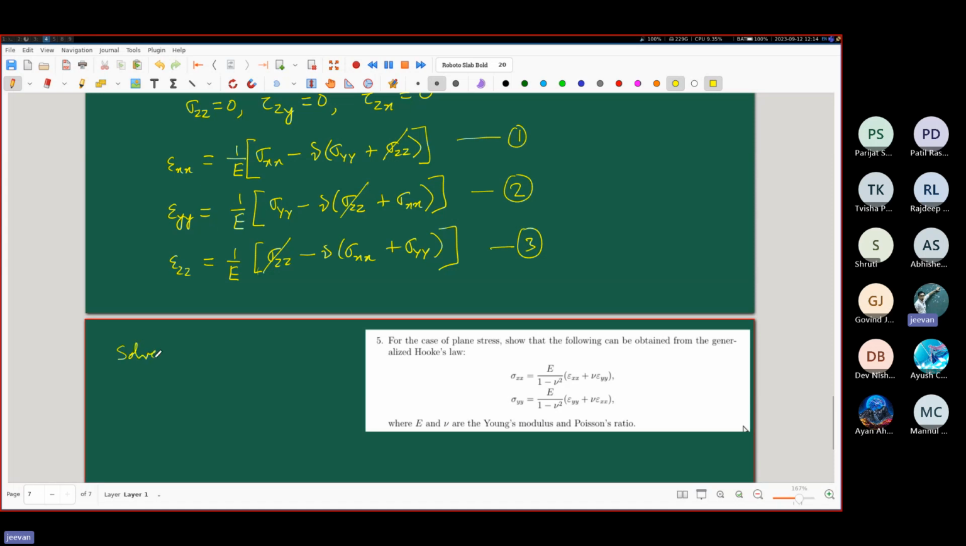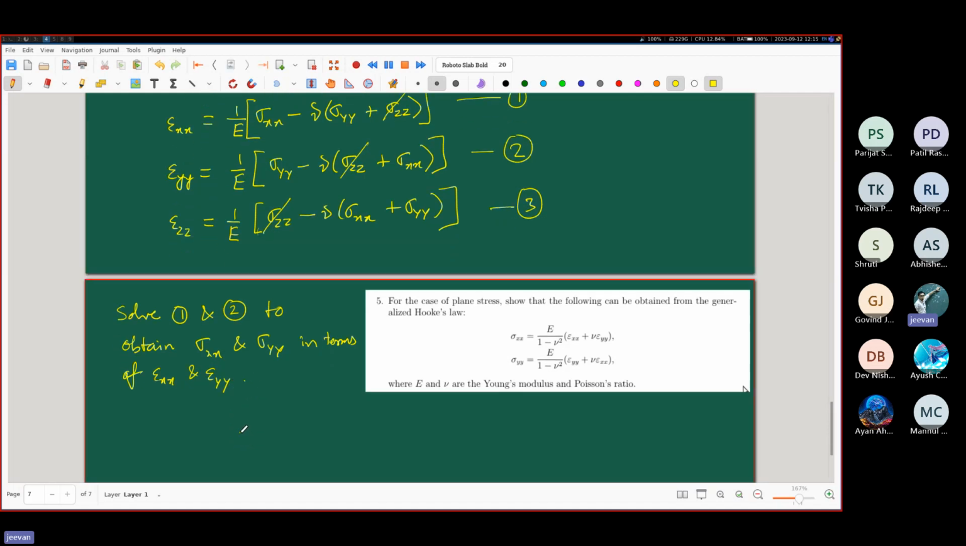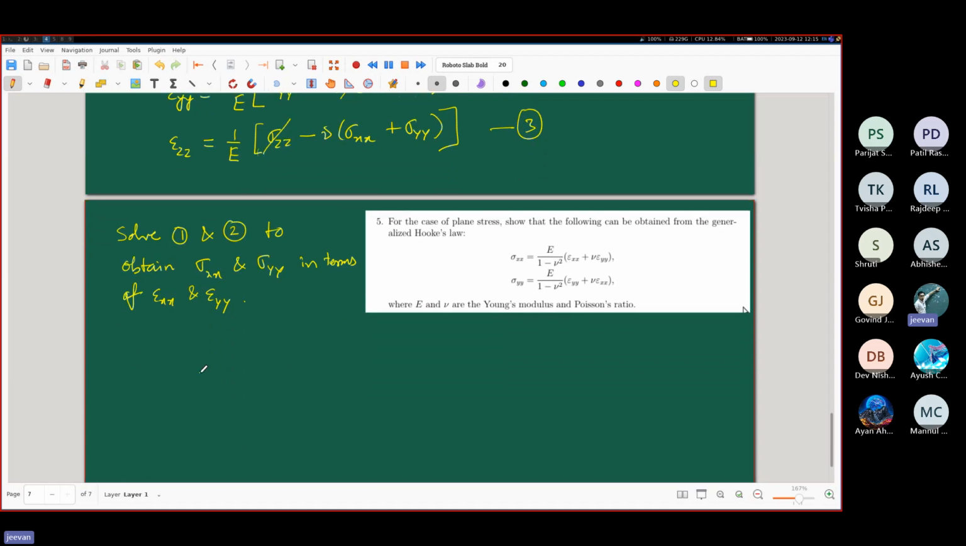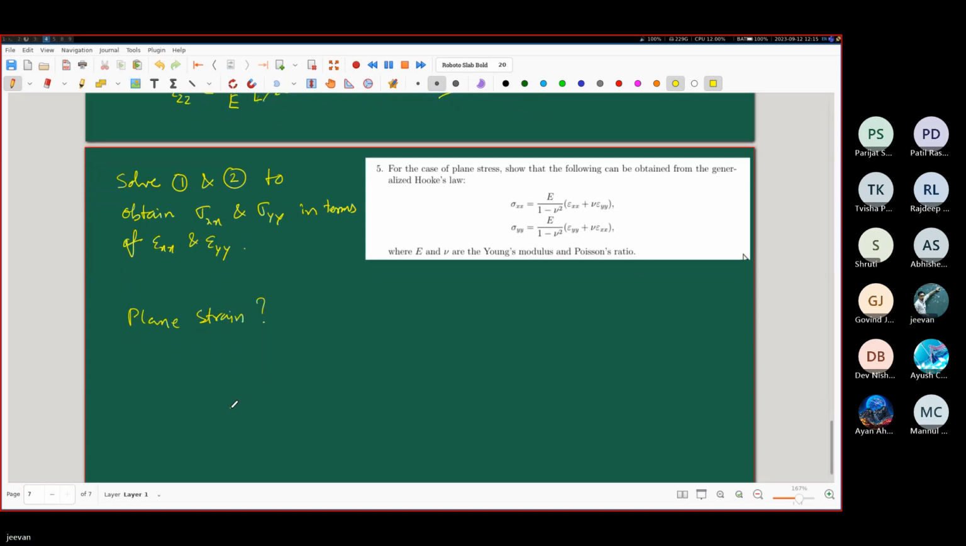So I will write this here. Solve 1 and 2 to obtain sigma xx and sigma yy in terms of epsilon xx and epsilon yy. That's it. But you can equivalently have another question which is not asked here, but I can ask that in the case of plane strain, what happens? In the case of plane strain, what is the situation? Well, let's write this again.